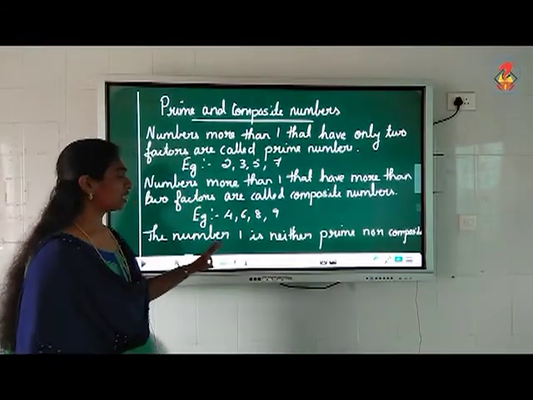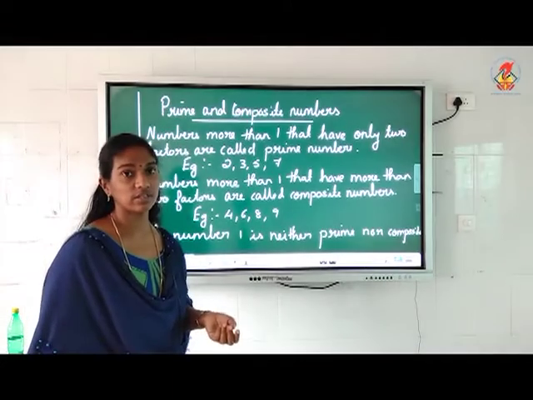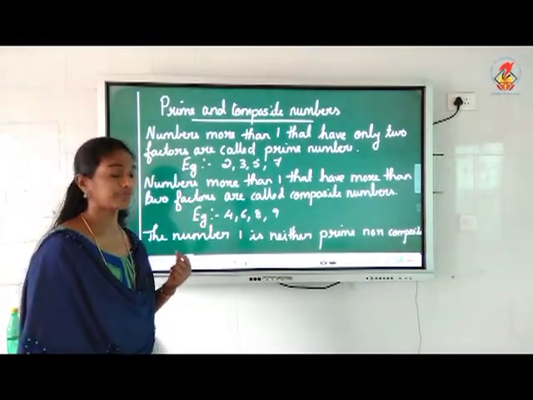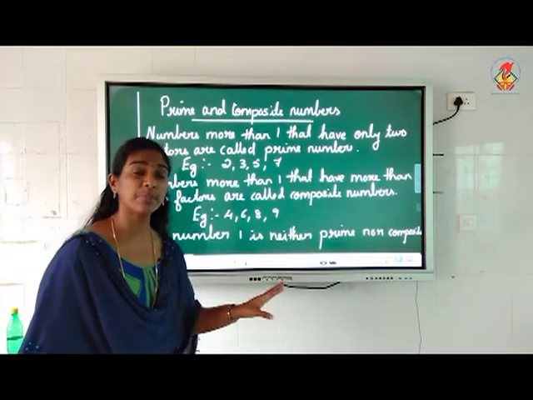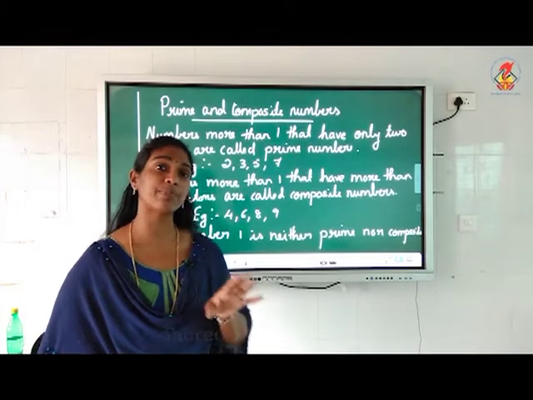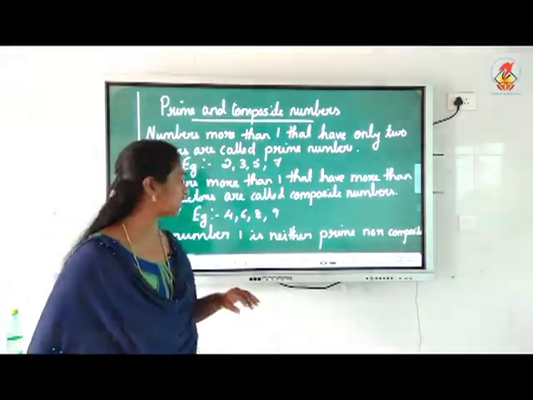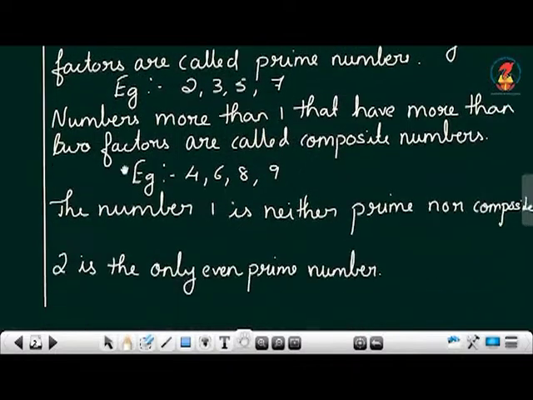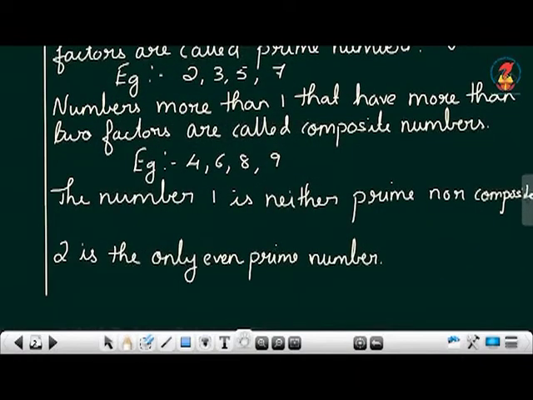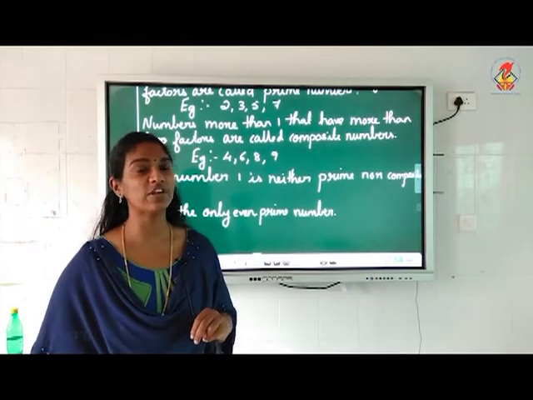Okay. Then in both the cases they have given you numbers more than 1. Why are we not considering 1? Because the number 1 is neither prime nor composite. 1 is the number which is neither prime nor composite. And then 2 is the only even prime number. Out of the prime numbers you can see 2 is the only even prime number.